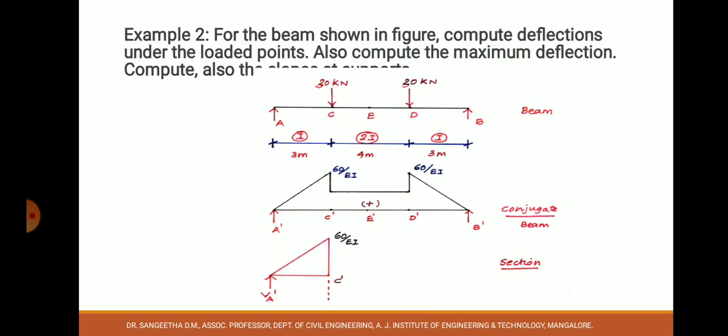For this, first you have to write the conjugate beam, M by EI diagram for the conjugate beam. When the supports are simple supports, they will not change. So A dash and B dash will remain as they are, simple supports. What is the support reaction? Since it is exactly symmetric, A dash and B dash will remain 30, 30 as it is.